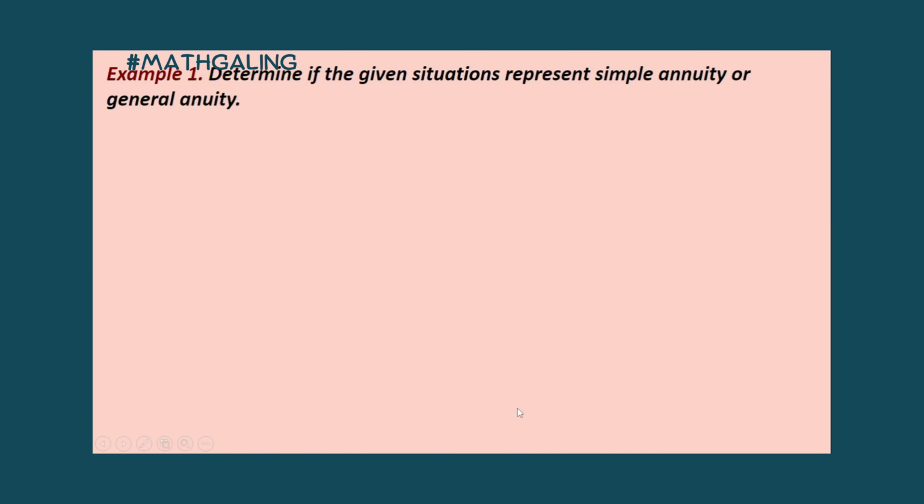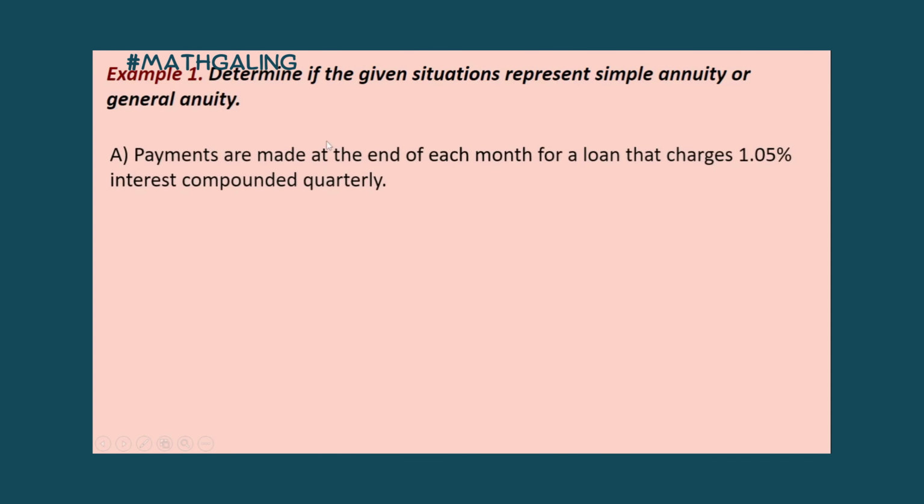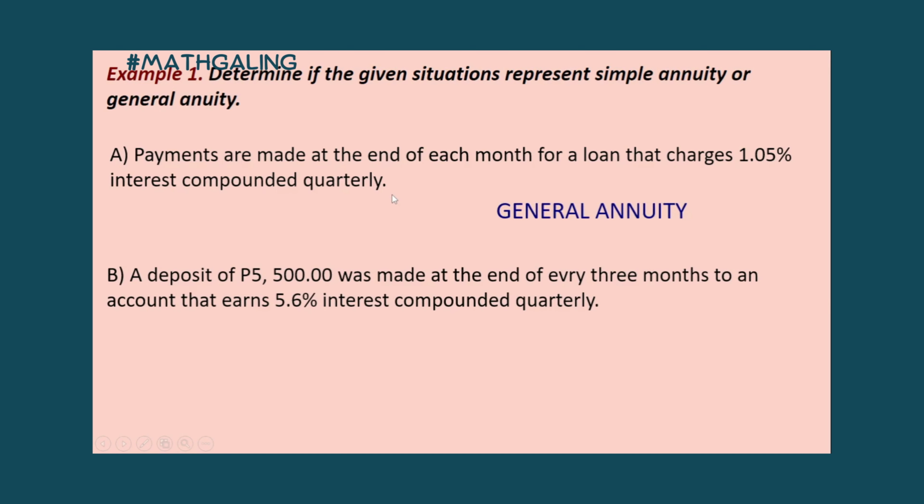Example 1: determine if the given situation represents a simple annuity or a general annuity. A. Payments are made at the end of each month for a loan that charges 1.05% interest compounded quarterly. It is a general annuity because the payment interval is not the same as the interest period. B. A deposit of 5,500 was made at the end of every 3 months to an account that earns 5.6% interest compounded quarterly. It is a simple annuity because the payment interval is the same as the interest period.